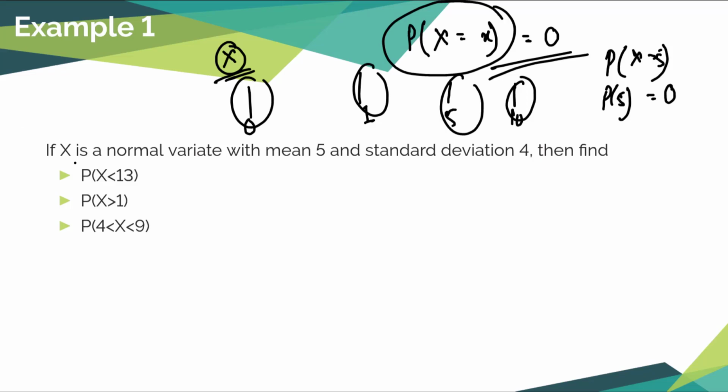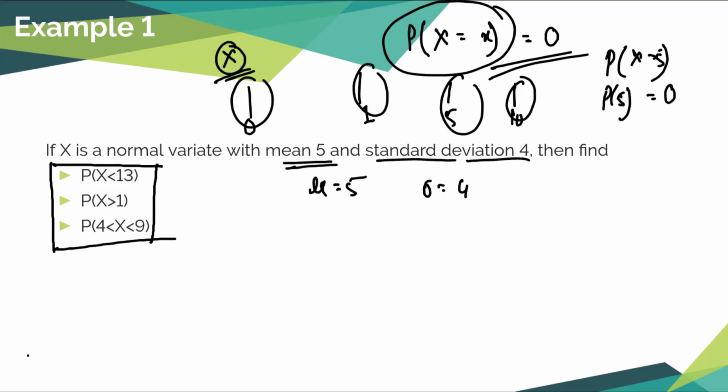So here it is given that a random variable x follows normal distribution with mean 5. That means mu is equal to 5. And standard deviation 4. That means sigma is equal to 4. Right? And we are to calculate these three probabilities. The first one is probability of x less than 30. So let's see how we can calculate this.